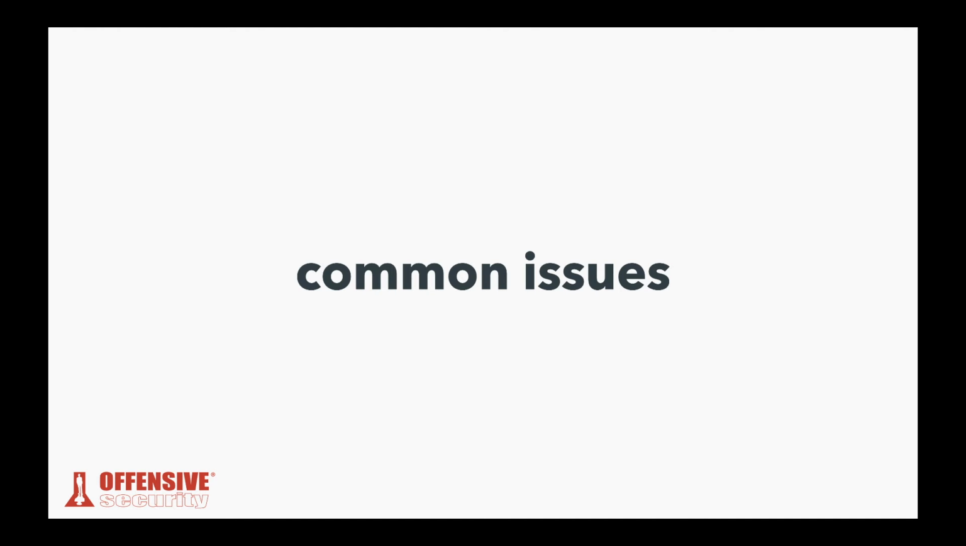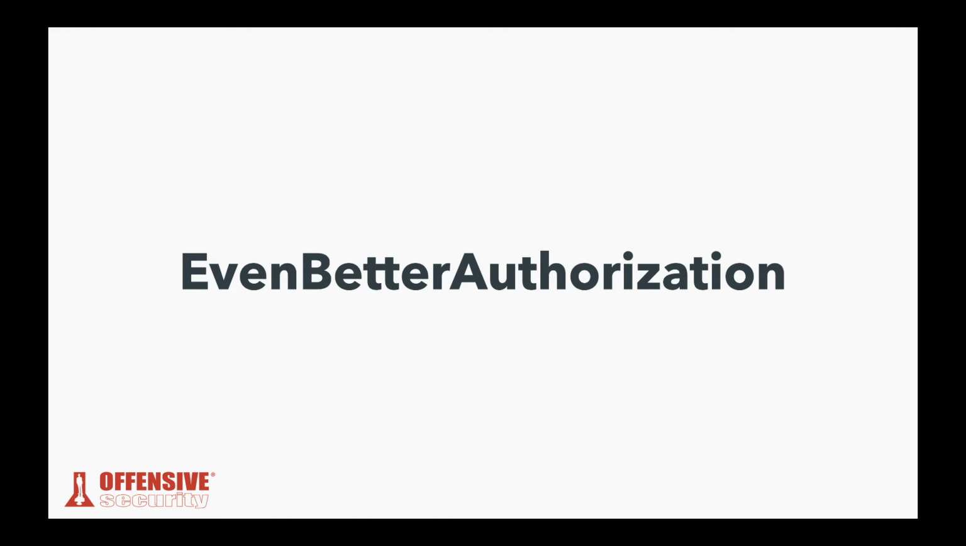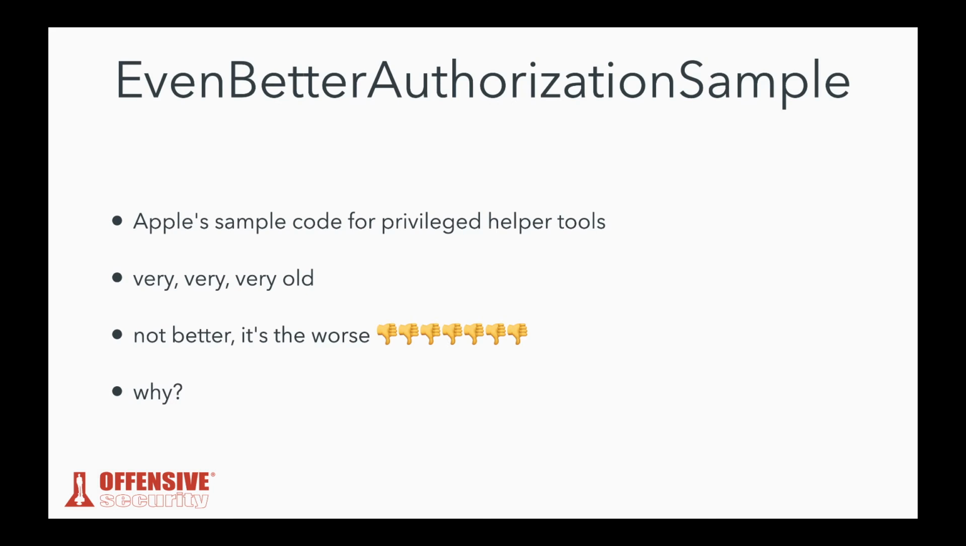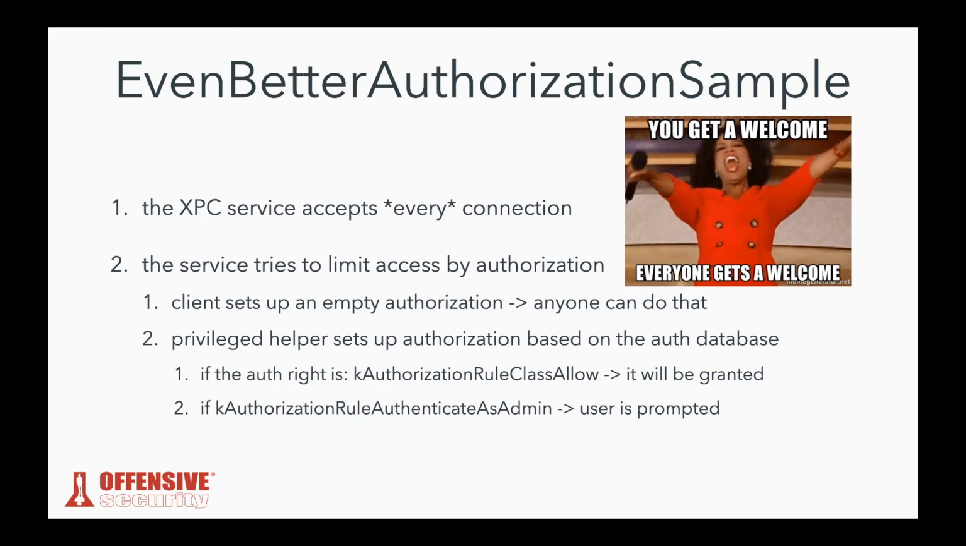Now, what are the common issues with XPC? Again, all of the issues are around who can talk to the actual service and who cannot. So let's start with the even better authorization, which is Apple's sample code for privileged helper tools. It's really old, like really, really old. And it's not better, it's actually worse. Why? The XPC service in this sample code will accept everyone. So by default, you can connect to the privileged service.